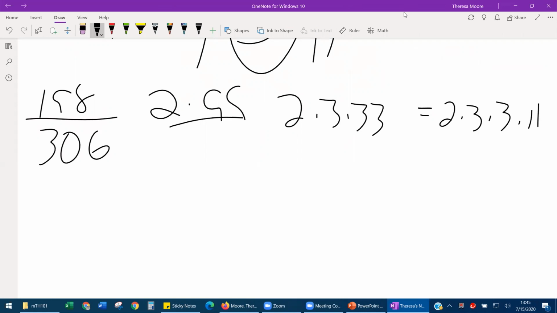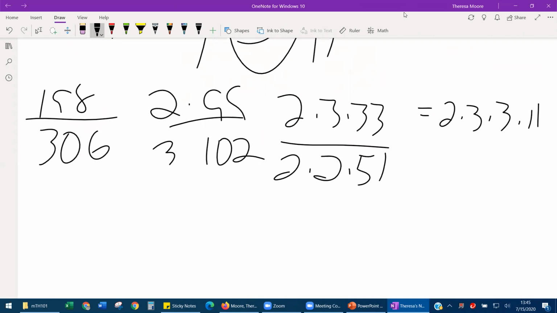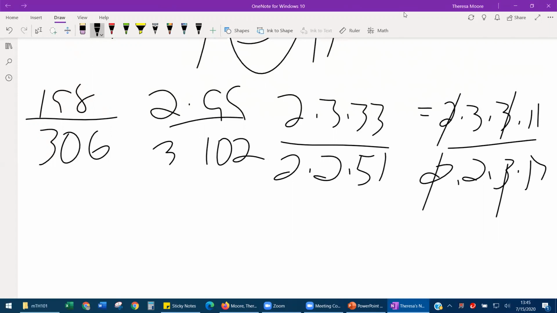306, let's see, 3 goes into that, 102. 102 is 2 and 51. And remember, 51 was 3 times 17. So I have 2 times 2 times 3 times 17. So I can get rid of my 3's and my 2's. So I'm left with 33 over, what, 10, 20, 34. 33 over 34.